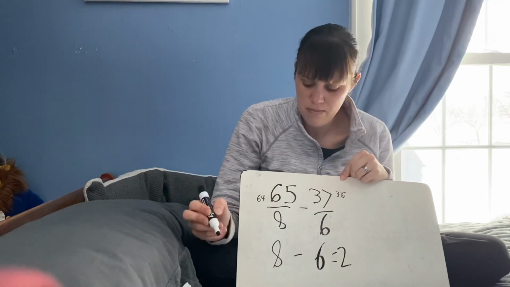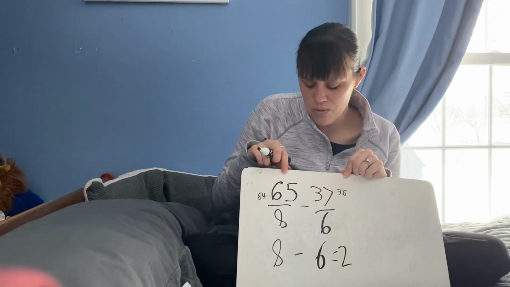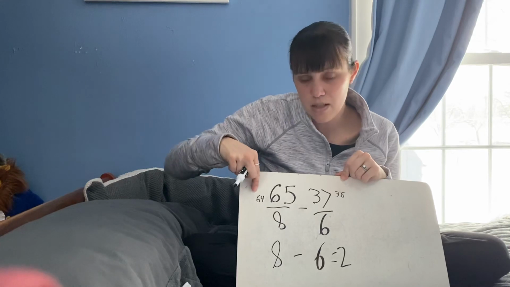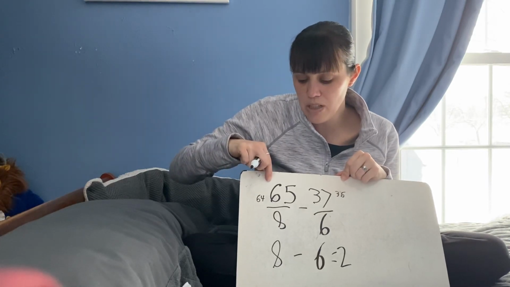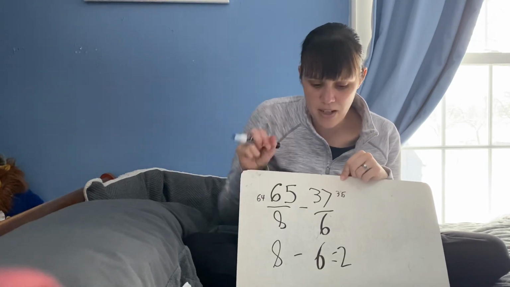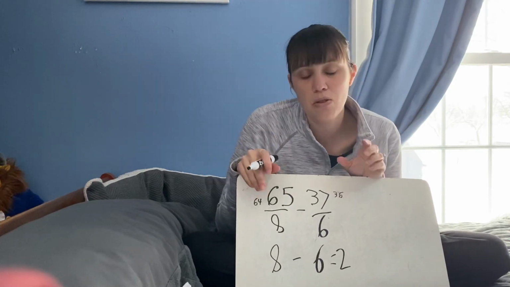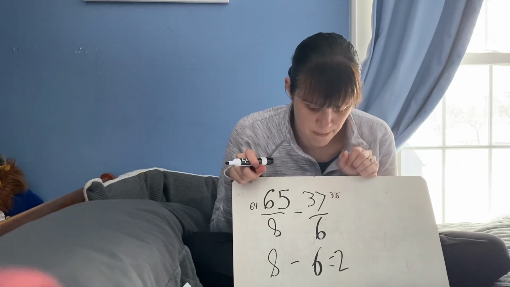And look at that. Start noticing those. You know that 8 times 8 is 64, and if 65 is really close, then you can approximate it that way. That's how you can use your mental math strategies.